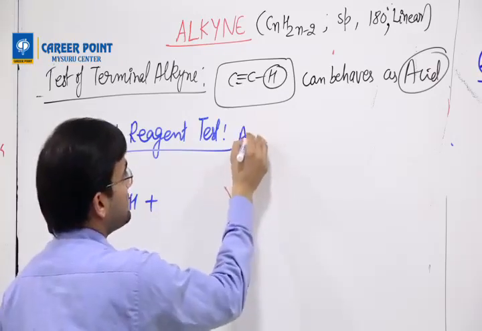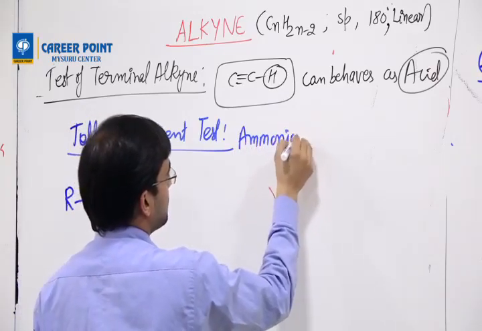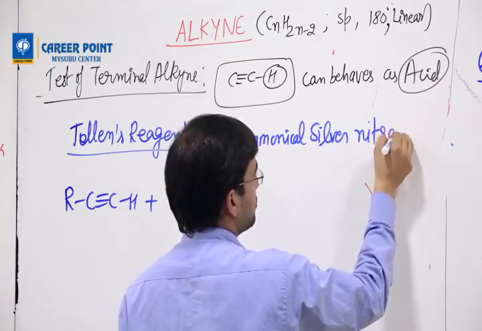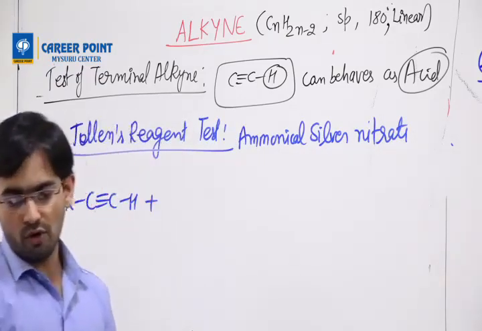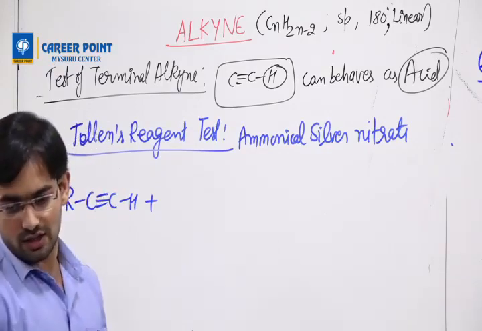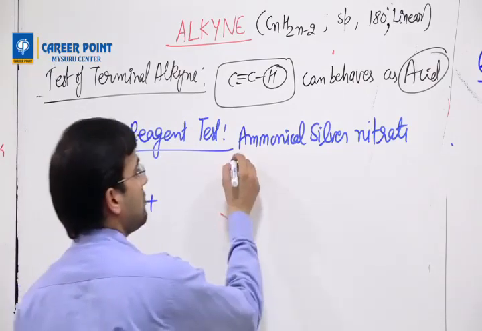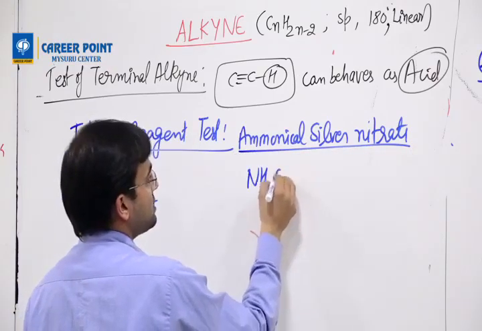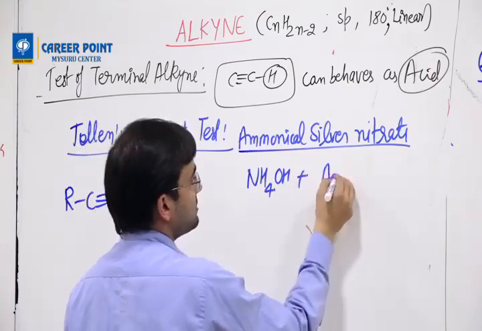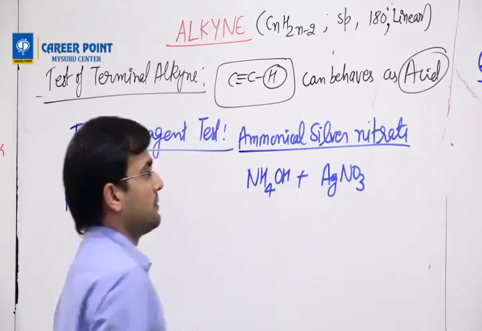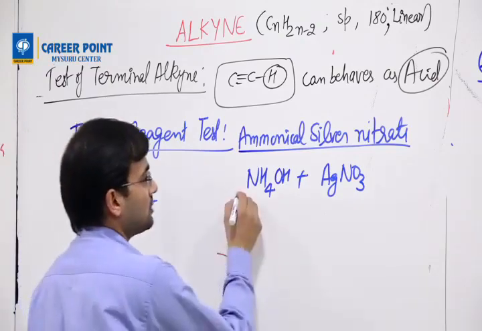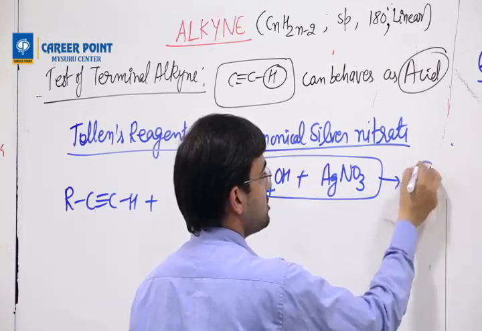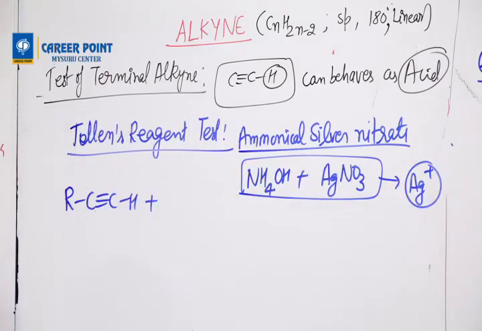Tollens reagent, which is called ammoniacal silver nitrate solution. Ammoniacal means NH4OH, and silver nitrate is AgNO3. So in this case, when you take this, the reacting species is Ag plus.